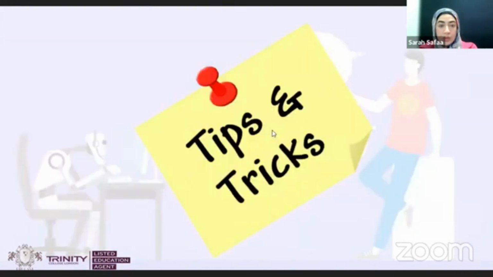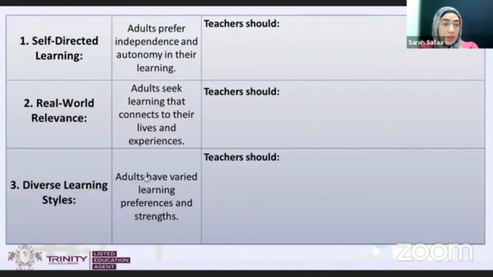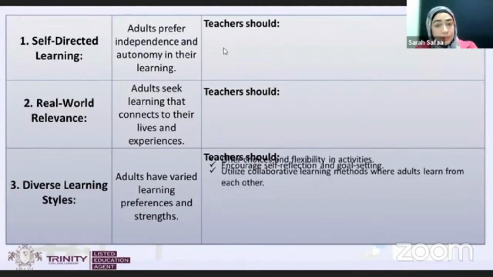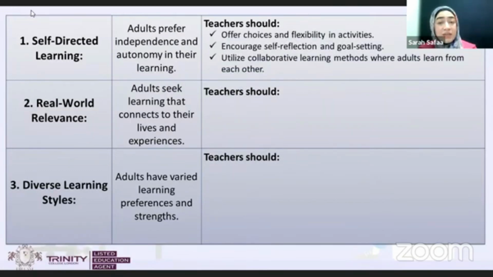So I'm going to share with you my tips and tricks when it comes to applying each of the previous points. So self-directed learning: the teacher should offer choices and flexibility when it comes to activities, encourage self-reflection and goal setting, and utilize collaborative learning methods where adults learn from each other. This is actually my checklist, the checklist that I go by when preparing any session, and it has proved to be very effective.